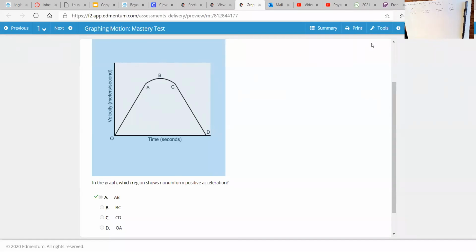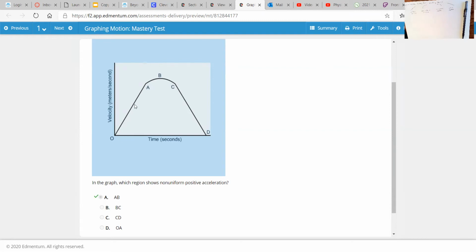Hey, it's Mr. Shrum, and I am back with another mastery test answer walk-through, whatever you want to call it. But this is all about putting what we have learned onto graphs, or looking at graphs and seeing what kind of information we can draw from them. And in this first question, we're given this graph.